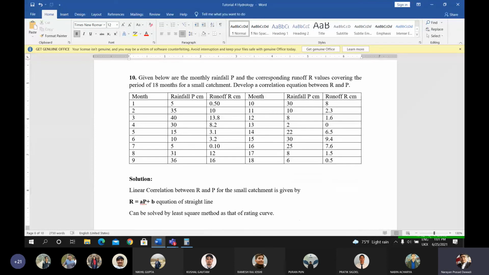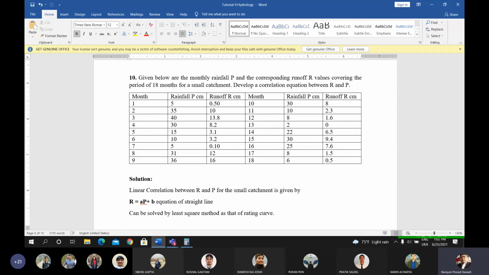Now in question number 10, given below are the monthly rainfall P and the corresponding runoff value R, covering the period of 18 months for a small catchment. Catchment is small. Develop a correlation equation between the R and P. That we have to calculate, the equation between the R and the P.